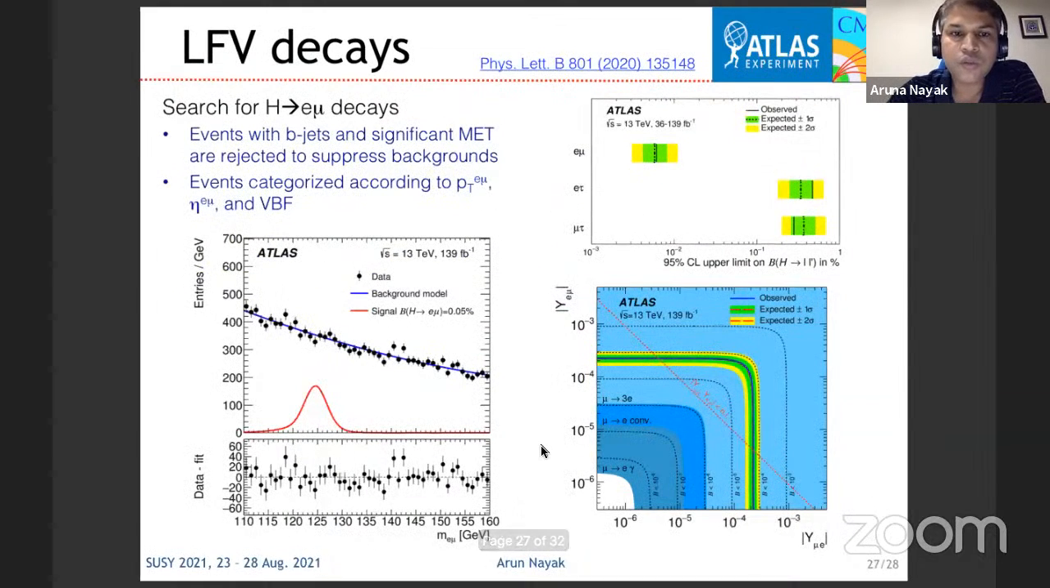A similar analysis is also performed in ATLAS for Higgs going to e mu decays. Here again, you can see the mass distribution of the e mu pair. The blue line is the expected background, the points are the data, and this is what is expected from a signal, in this case from a 120 GeV signal. The upper limit is obtained again on the branching fraction. Here you see the updated upper limit on the e mu channel from full Run 2 data, which is less than 0.01%. This is again interpreted in terms of Yukawa couplings, where the limit is of the order of 10⁻⁴.